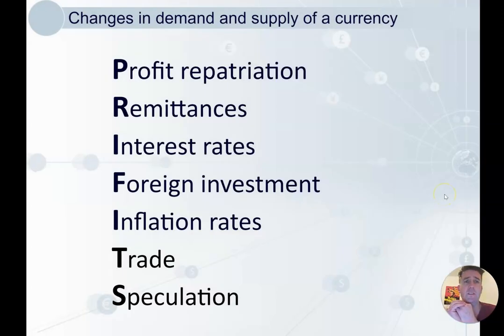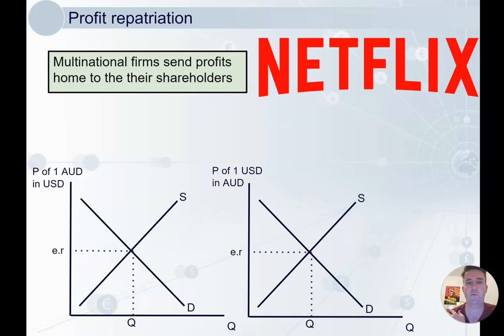Now, there are different factors that affect the demand and supply of a currency. I don't know why there is a Q there. I tried to come up with a word here. Profits didn't quite work, so I went with profits. All right, so I'll go through each of these. We'll get our heads around them. We'll be good. So remember profits.